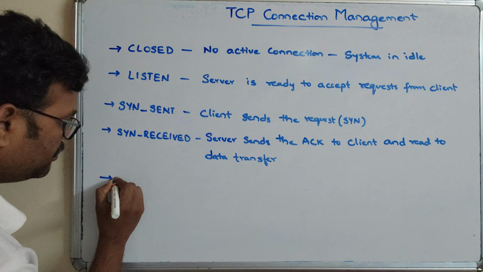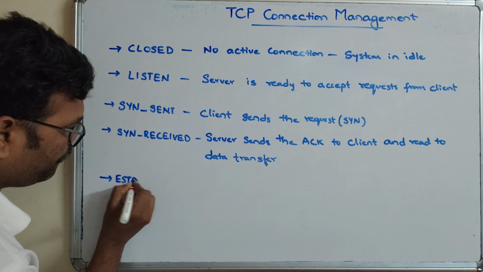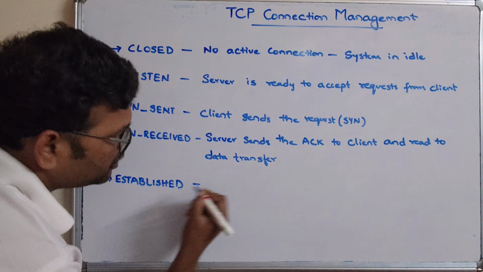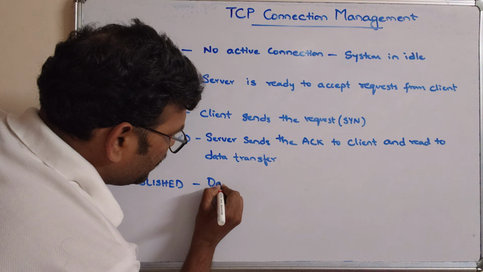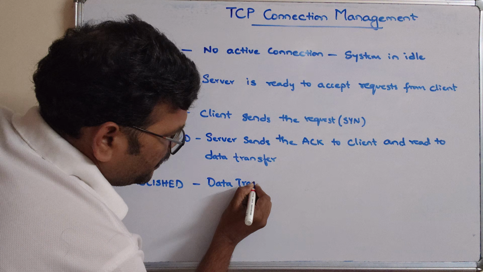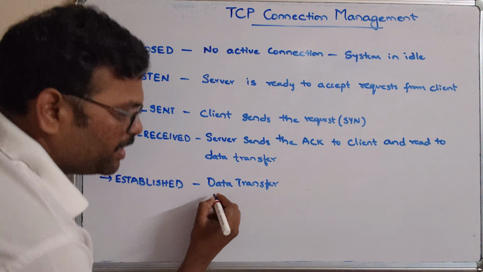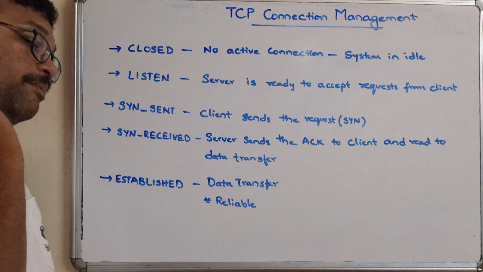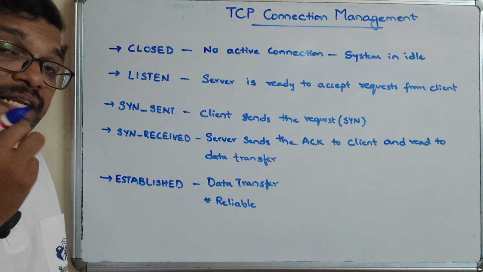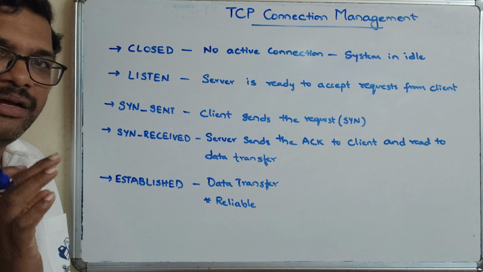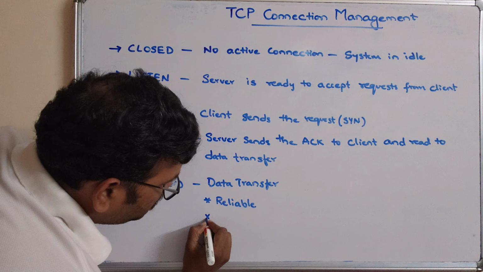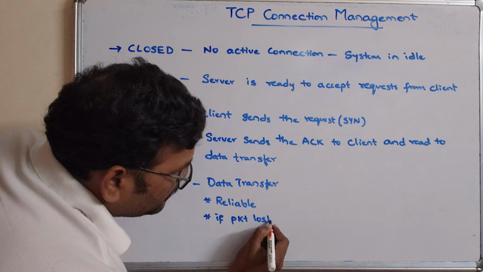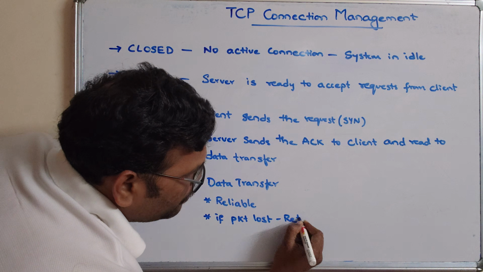Next, the established state. What is this established state? This is the actual data transfer. How must the data be transferred? It should be reliable. We have studied about this. Reliable means the data should be received without any loss or error. If a packet is lost, what happens? A retransmission will be done.